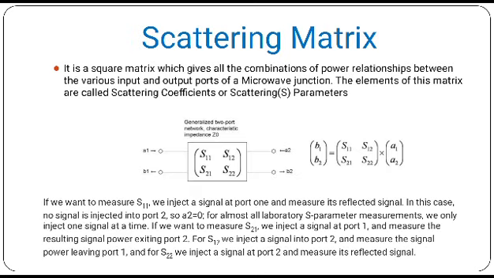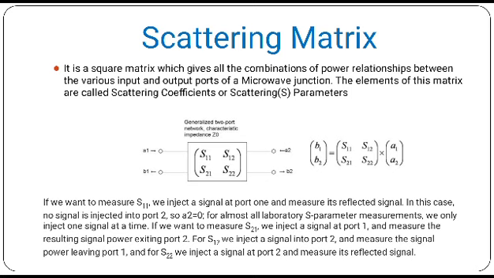It is a square matrix which gives all the possible combinations of power relationship between the various input and output ports of a microwave junction. The elements of the matrix are called scattering coefficients or scattering parameters. If I want to measure S11, we inject a signal at port 1 and measure what is reflected back. In this case, no signal is injected in port 2, so A2 equals 0. For almost all laboratory S parameter measurements, we inject one signal at a time.